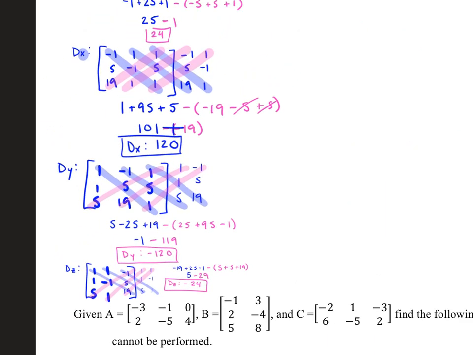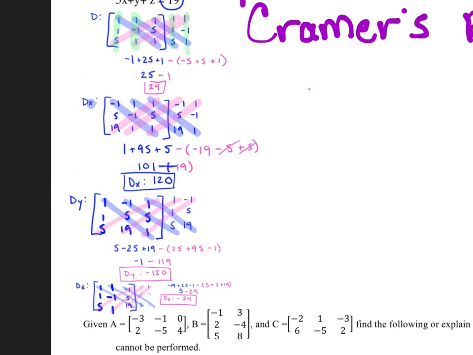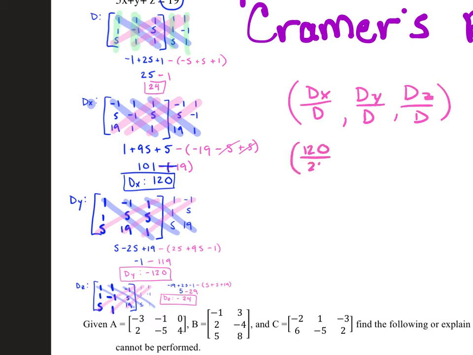So now for our answer, we just have to put our d sub x over d, our d sub y over d, and our d sub z over d. So our d sub x is 120 over 24. Our d sub y is negative 120 over 24. And our d sub z is negative 24 over 24.